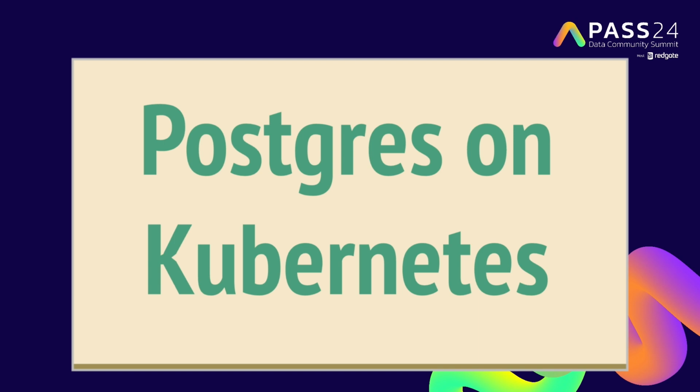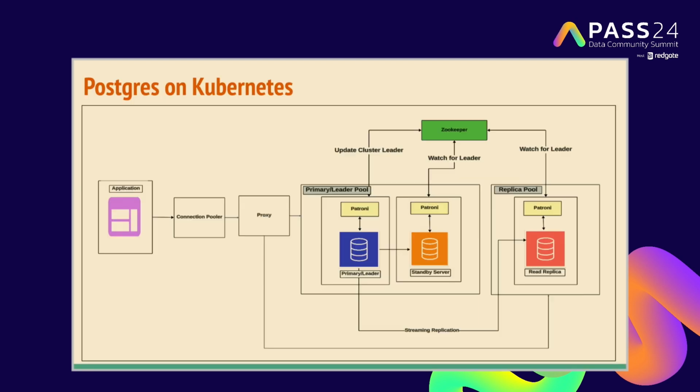The first section, diving into the architectural components in this diagram. As you see, applications connect to a connection pooler like PG Bouncer or PG Pool. They connect to a proxy, and the proxy routes the connections to the Postgres stateful set. We have 2 different pools, the primary or leader pool and the replica pool. It's a pool because we can have more than 1 instance per pool.